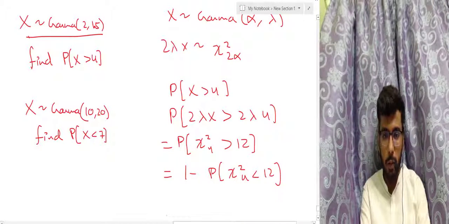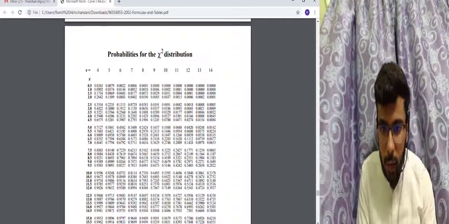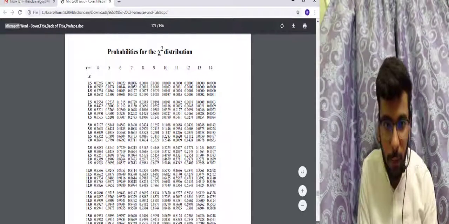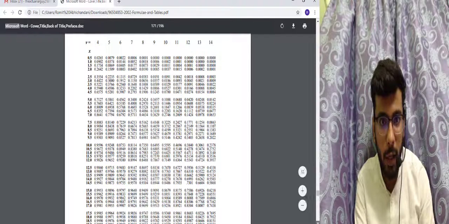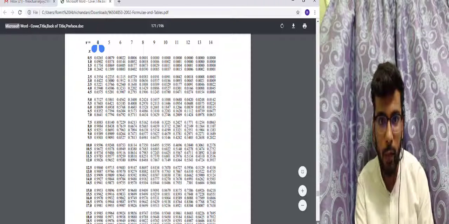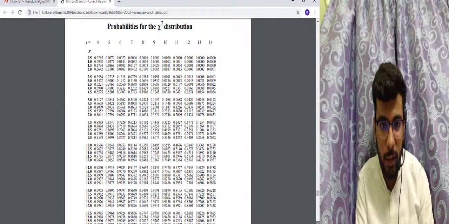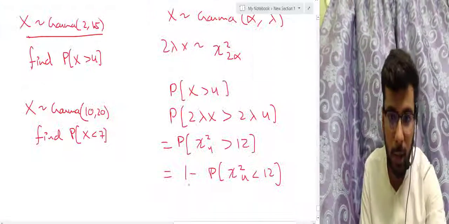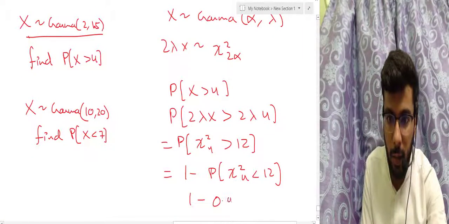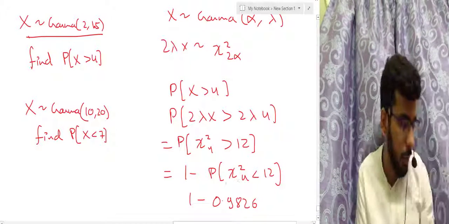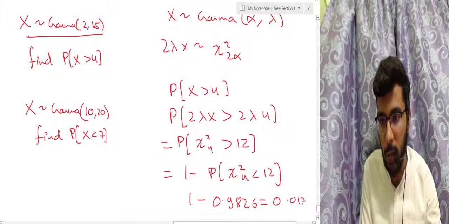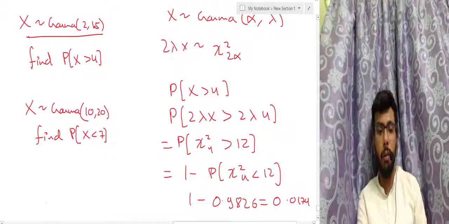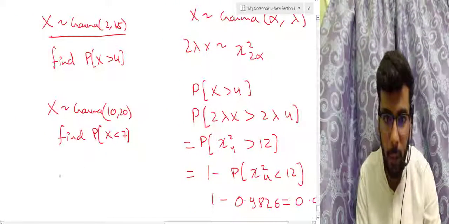So let's go to the tables. Chi-square 4: for degrees of freedom nu, I check for 4. Last time I checked for 5, this time I check for 4. So in this row, the value at x equal to 12 is 0.9826. This is the less-than probability. So 1 minus 0.9826, the answer comes out to be 0.0174, which was the answer we had found earlier with integration. So this is just an easier method to do the same thing.